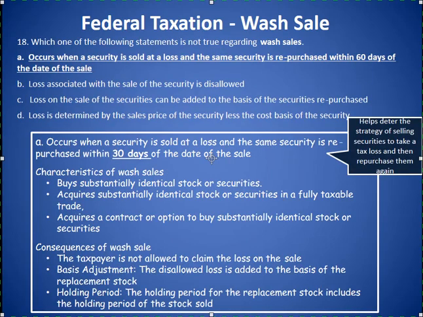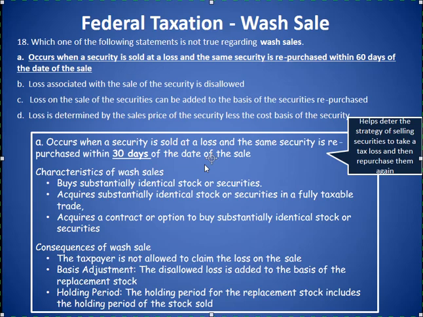Okay, the answer to question 18, which of the following statements is not true regarding wash sales? The not true statement is, it occurs when a security is sold at a loss and the same security is repurchased within 60 days of the date of the sale. Then that's the item that is not true. The items that are true: the loss associated with the sale of the security is disallowed. Loss on the sale of the securities can be added to the basis of the securities repurchased. That's also true. We'll see that in a few minutes. Loss is determined by the sales price of the security less the cost basis of the security.